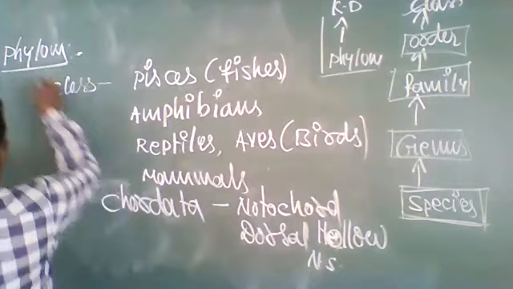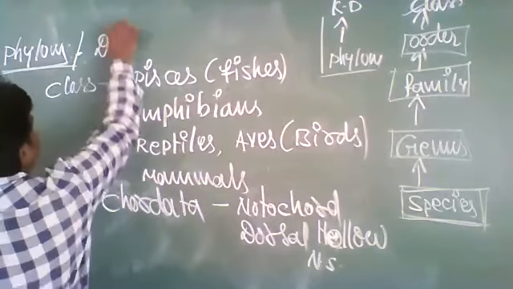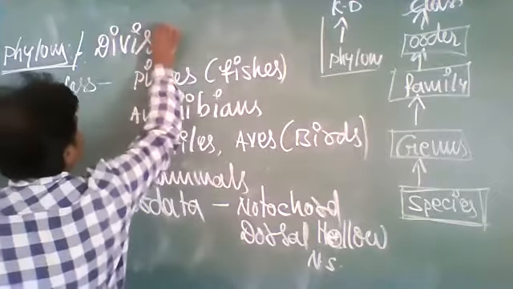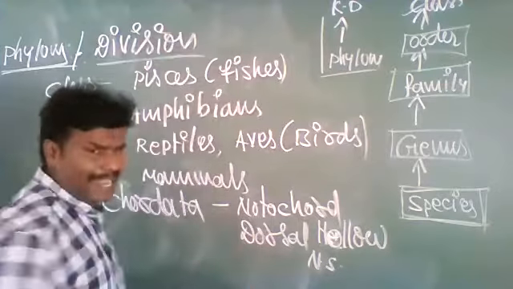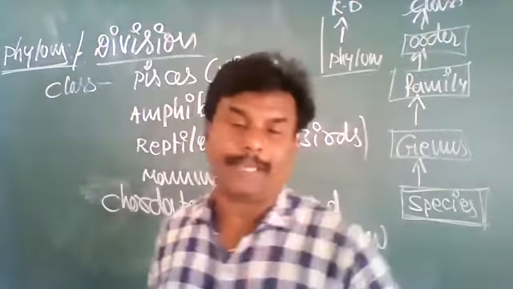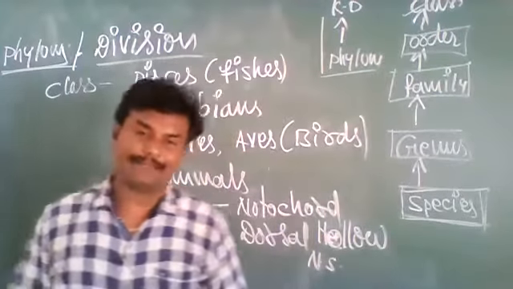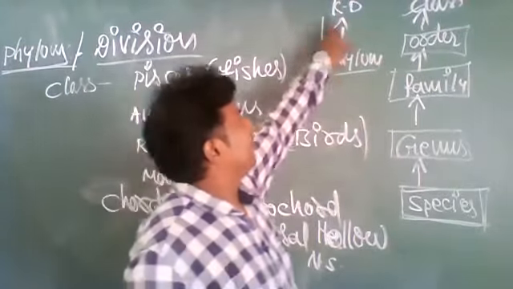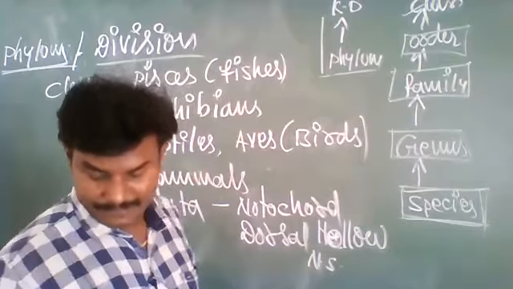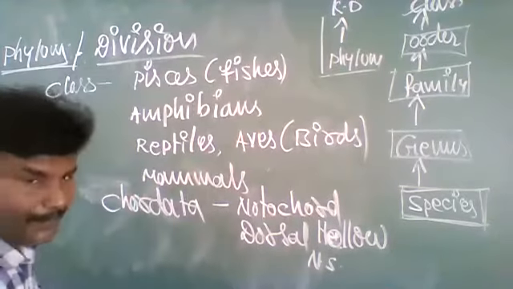In case of plants, a group of related classes are placed together in the higher category called division. In the case of plants we call it division, not phylum. In case of animals we call it phylum. Next one is kingdom.